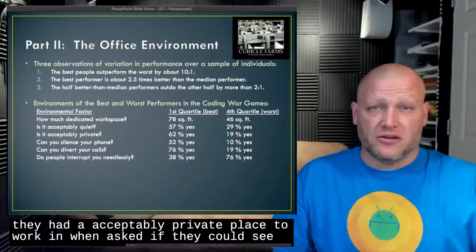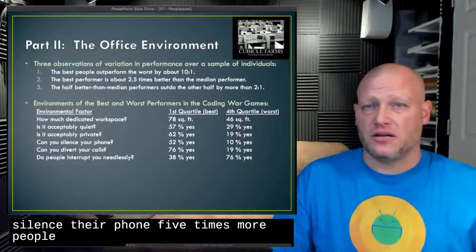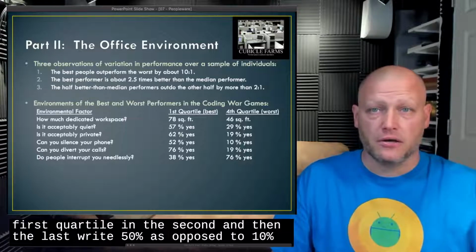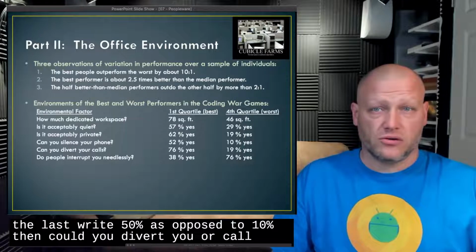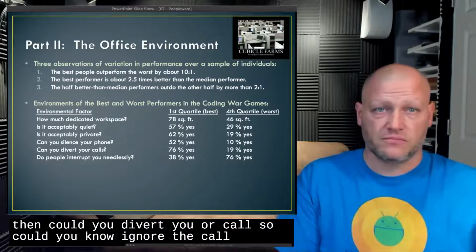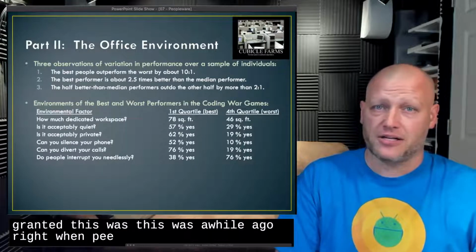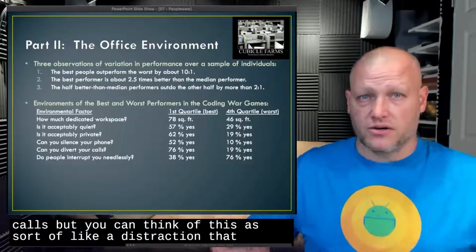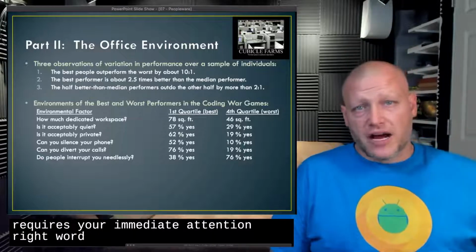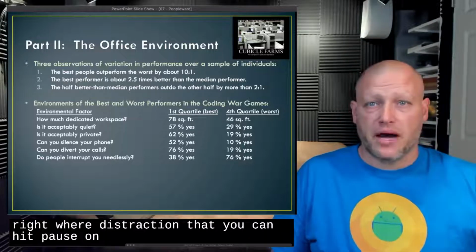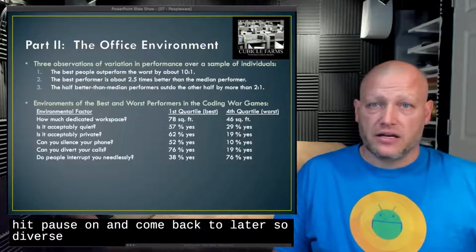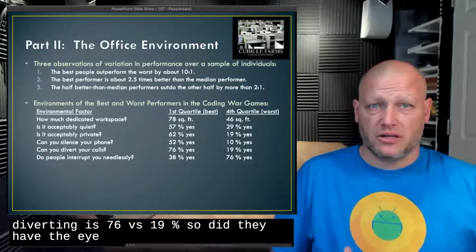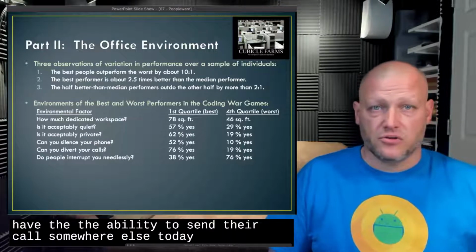When asked if they could silence their phone, 5 times more people said they could do it in the first quartile than the last, right? 50% as opposed to 10%. Then could you divert your calls? So could you ignore the call? Now, granted, this was a while ago, right, when people actually got phone calls, but you can think of this as sort of like a distraction that requires your immediate attention, or a distraction that you can hit pause on and come back to later. So diverting is 76 versus 19%. So did they have the ability to send their call somewhere else, to divert it to a different person?